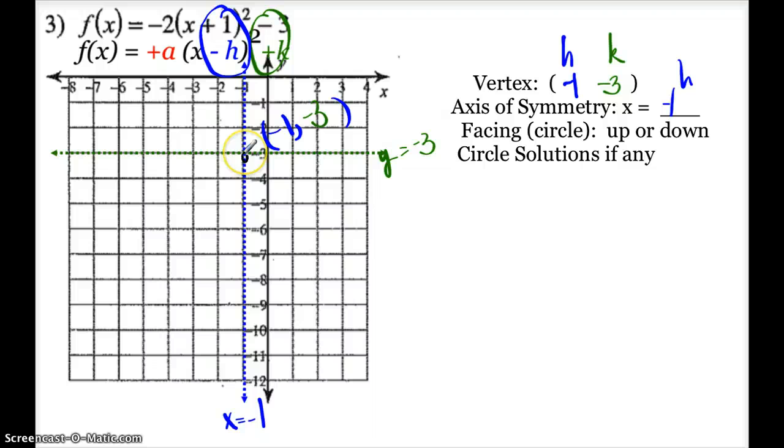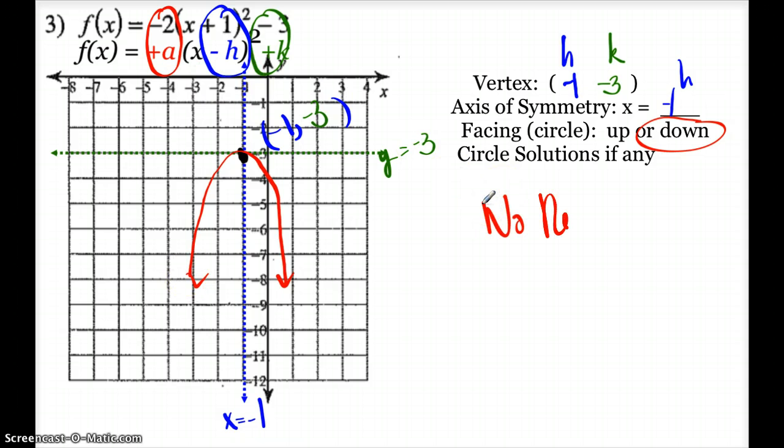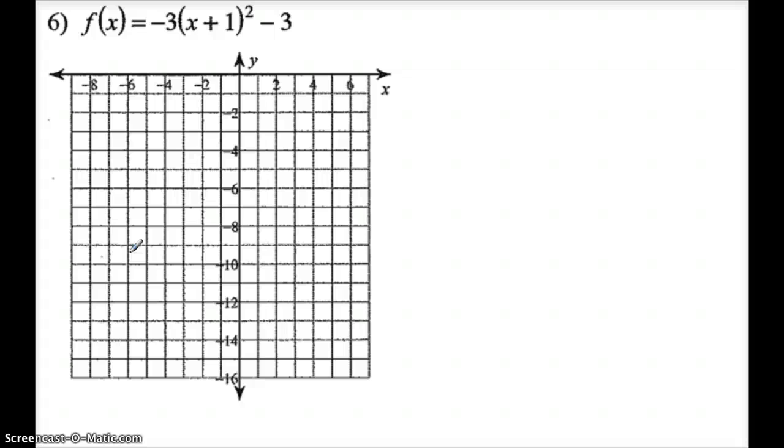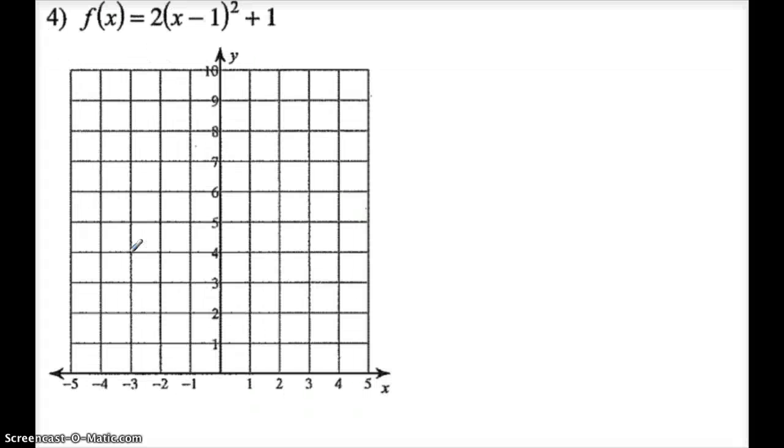Right there, vertex. Facing up or down. According to this number, it looks like it's facing down because it's negative. I'm gonna estimate it's gonna be a little bit skinnier than usual because it's a 2. Okay, and I'm gonna have no real solutions, because it doesn't cross this line. The red line doesn't cross that red line.